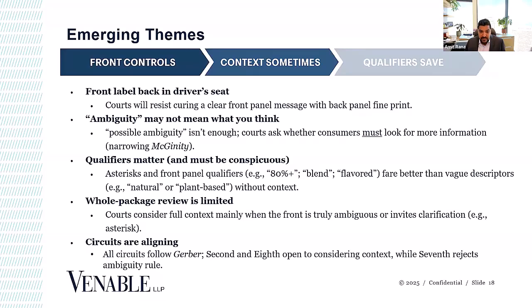Whole package review is more limited now. Courts are going to consider the full context, mainly when the front is truly ambiguous or invites further clarification. We're not seeing whole package review as the default rule, as we did for a very short period when McGinity controlled. So the full label defense isn't dead, but it's much more narrow now. And then finally, we're seeing the circuits aligning around a net impression of the front label and whether it invites more information from the back or the side panels.